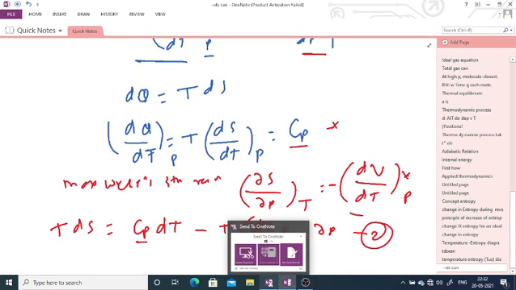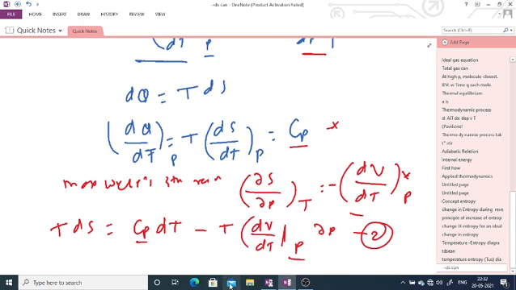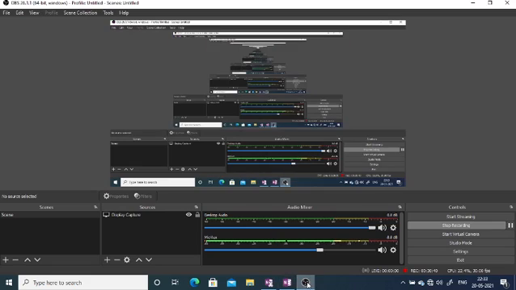It should be remembered that the TdS equations are useful for determining the flow of heat in a reversible process. There are two different conditions: in the first there is constant volume, and in the second there is constant pressure. So this is all about it.